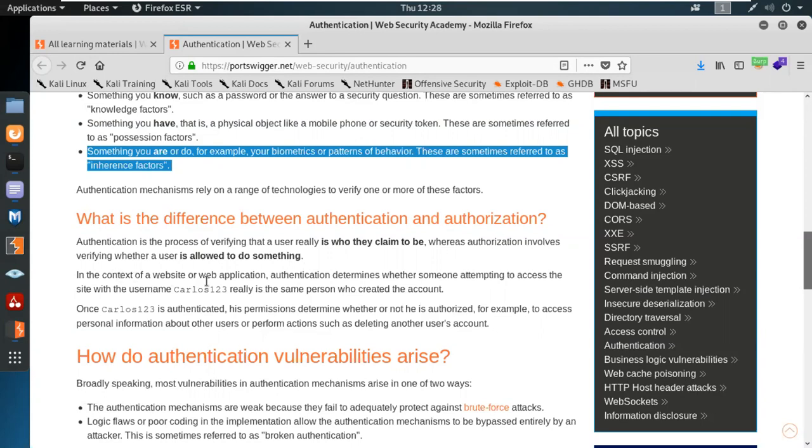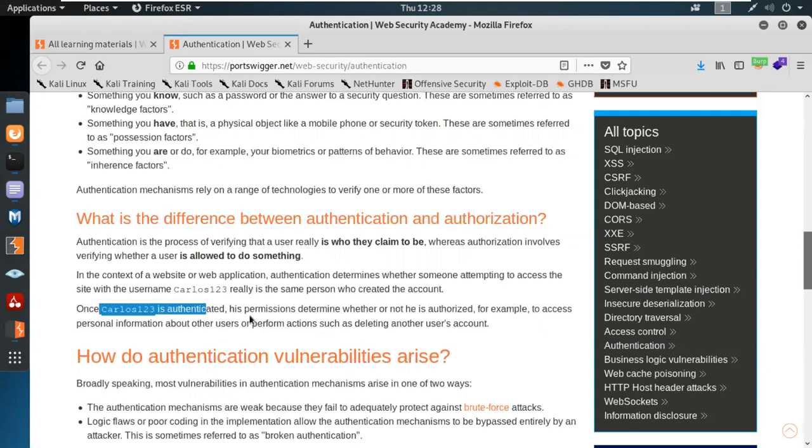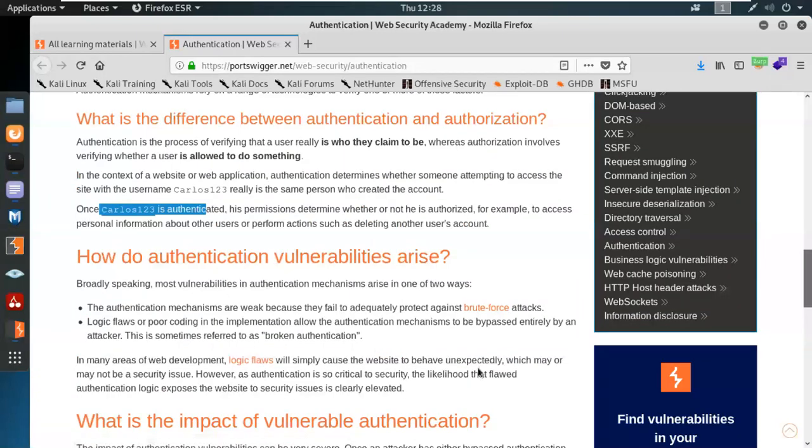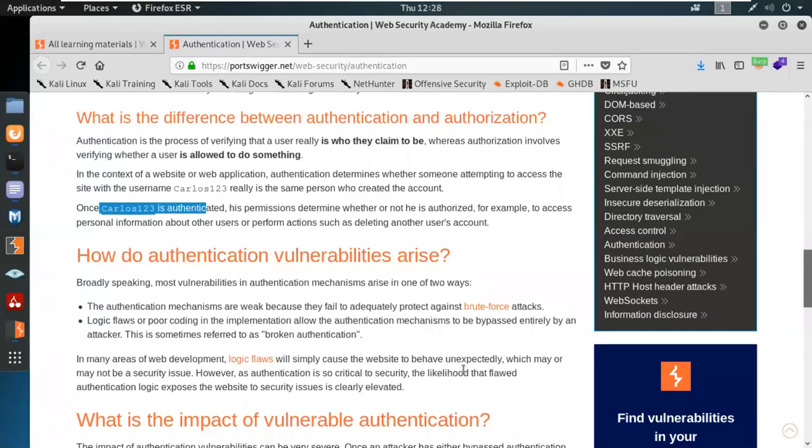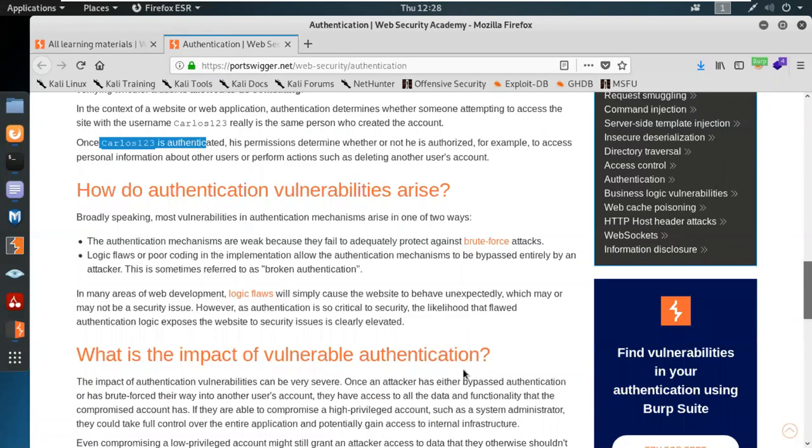In the context of a website or web application, authentication determines whether someone is attempting to access the site with the username Carlos123 and the matching password. Once Carlos123 is authenticated, his permissions determine whether or not he is authorized to get access to the application. The most important thing we're going to talk about in the authentication part of broken access control is the brute force attack. Today, we're going to learn about what is called a brute force attack.